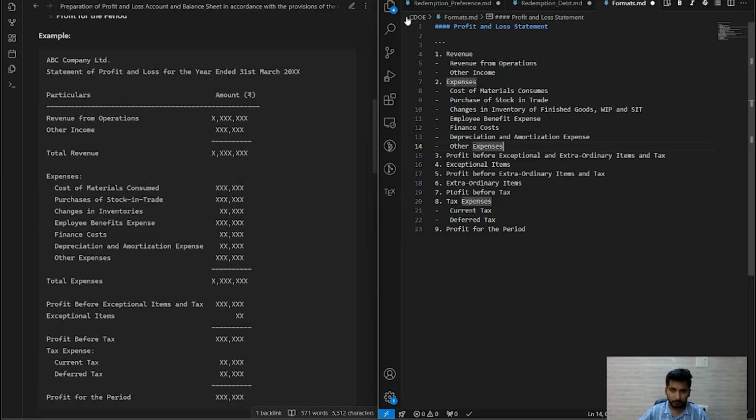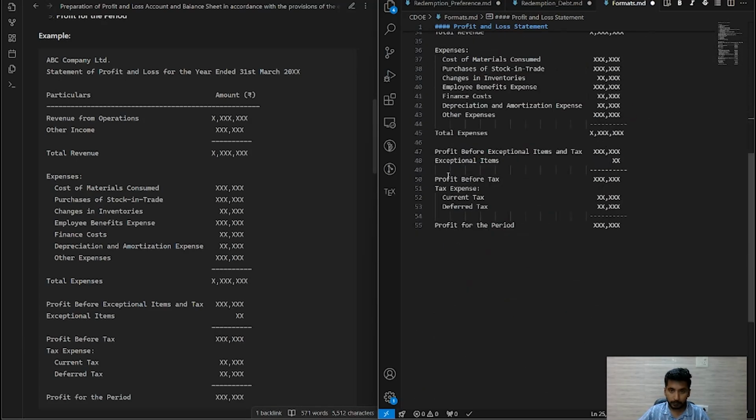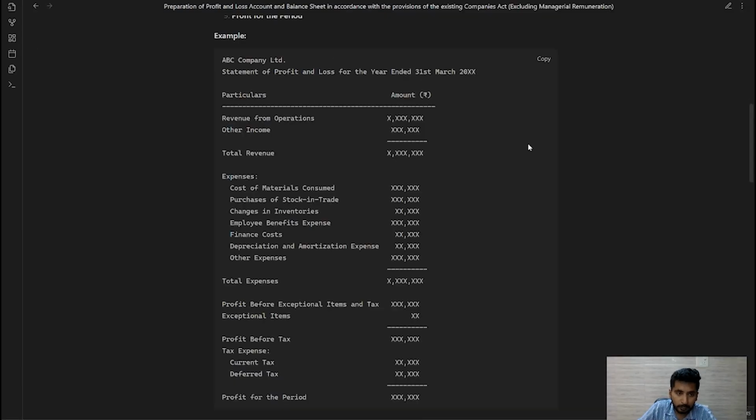So if we have a look at this, it is like this. Revenue from operations and other income, when added, become the total revenue. Let us just code it in the markdown first. So what happens when the revenue from the operations and the other income are added? It becomes the total revenue.